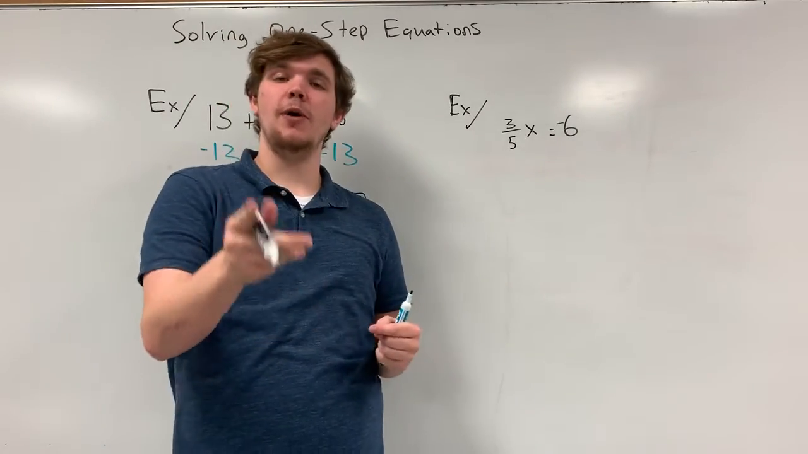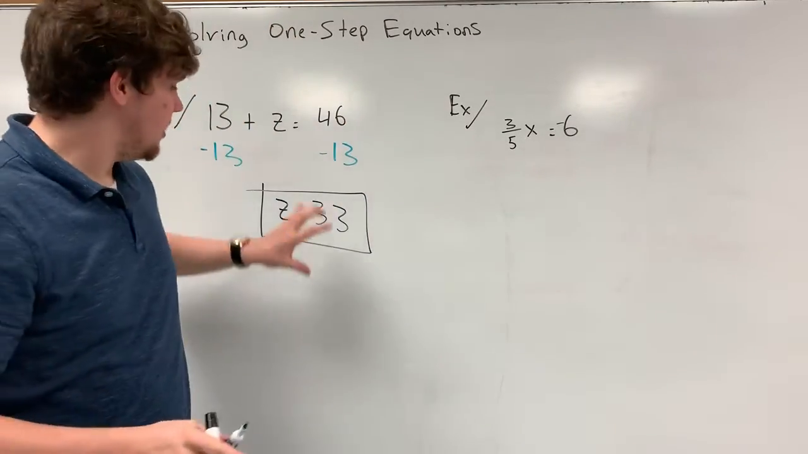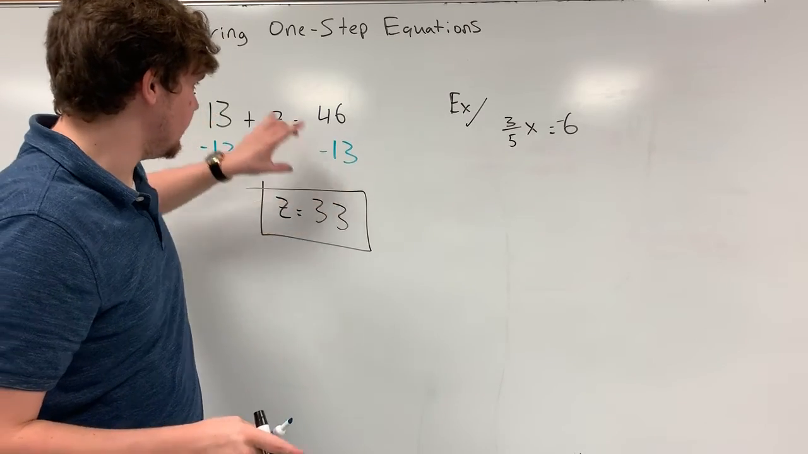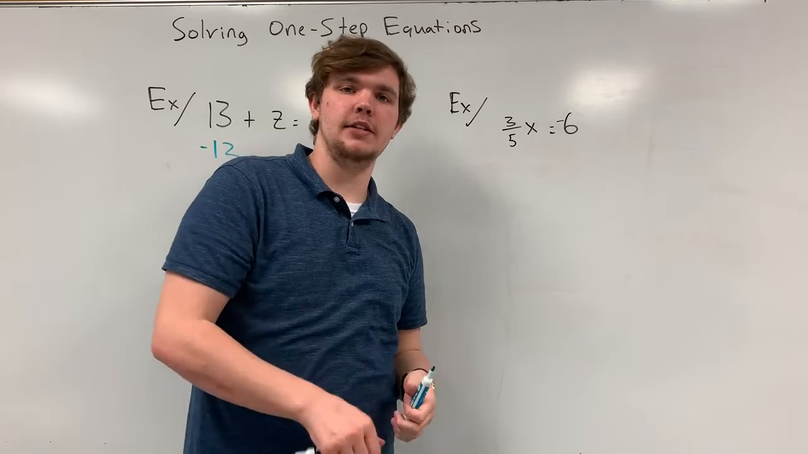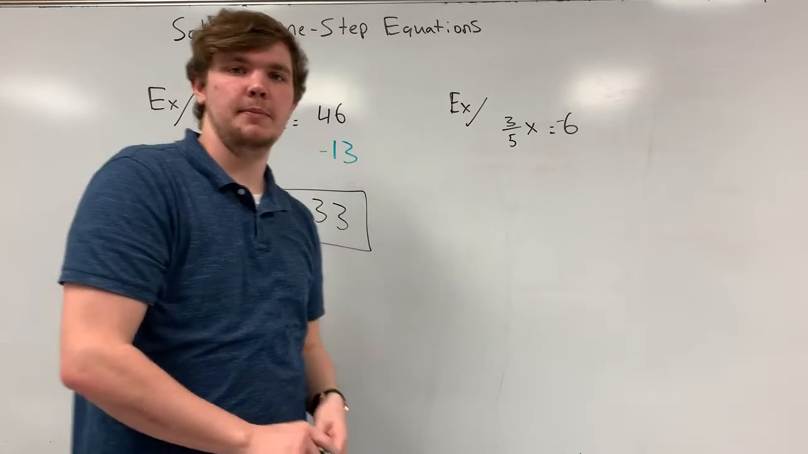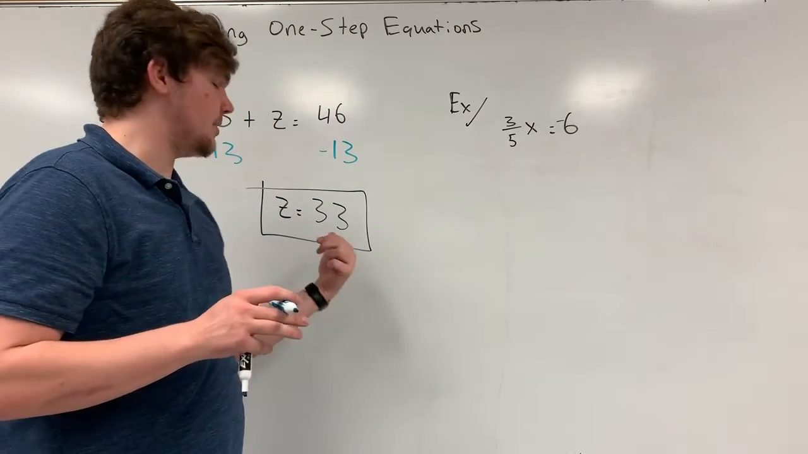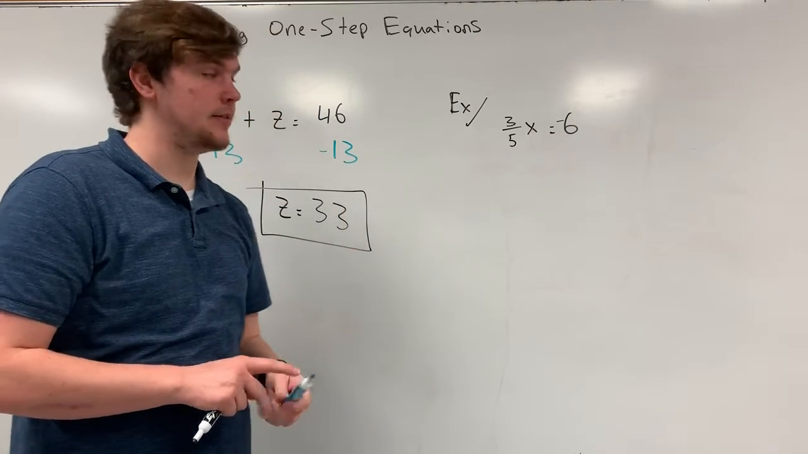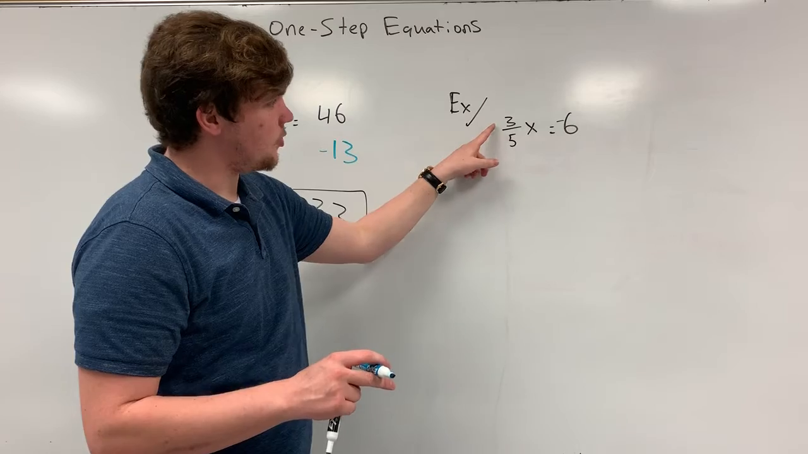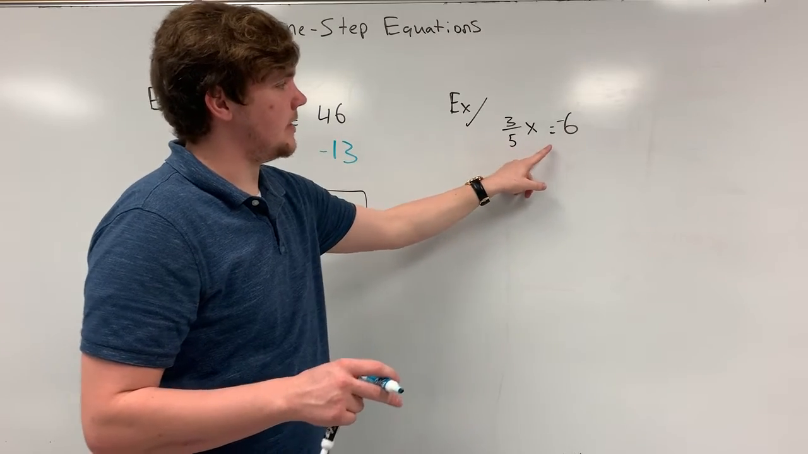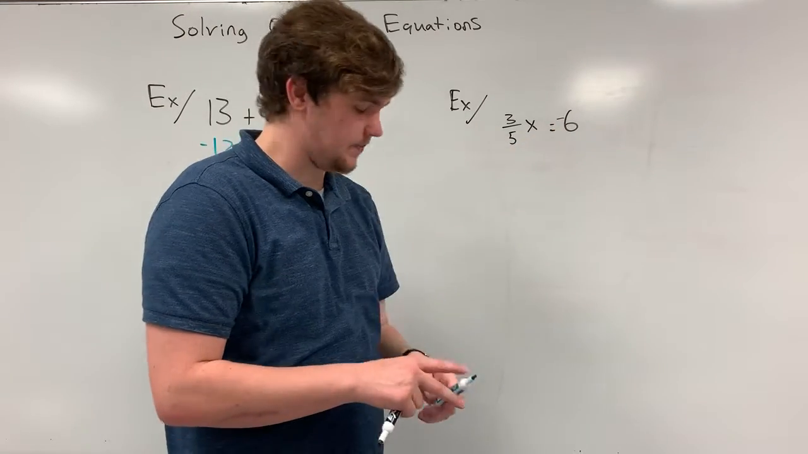Now, if I wanted to, I could very well take this answer here, this 33, and sub it into the original equation to check my solution, make sure it works. But trust me, z equals 33 works. Okay? Now, this next problem, I have 3/5 x equals -6, okay?